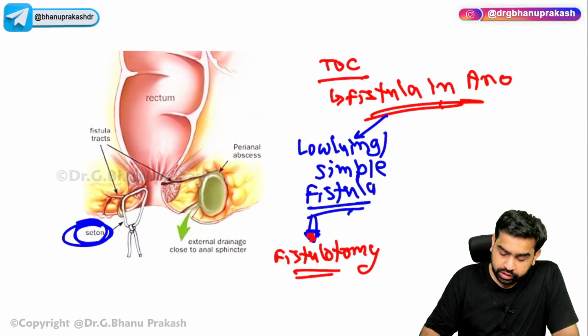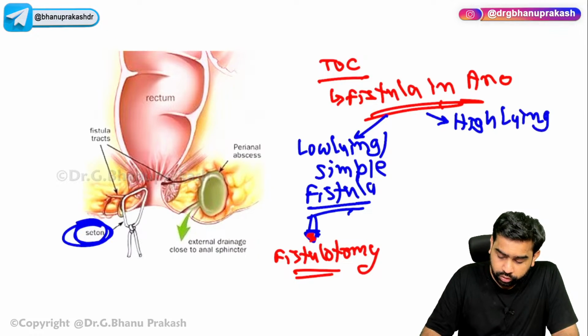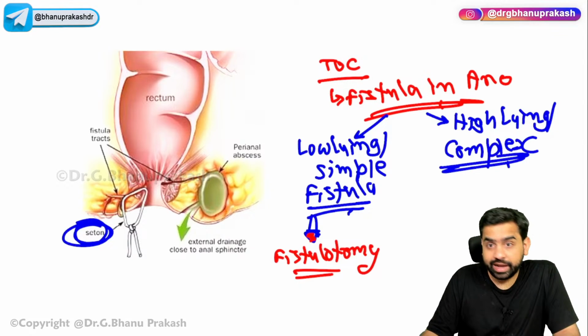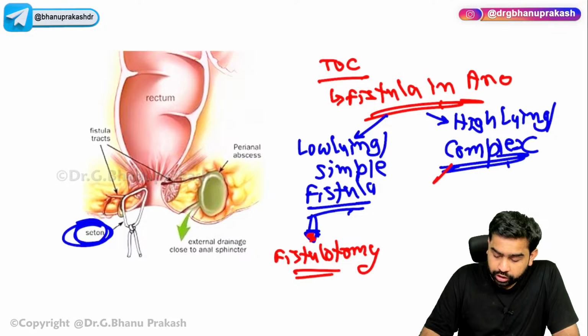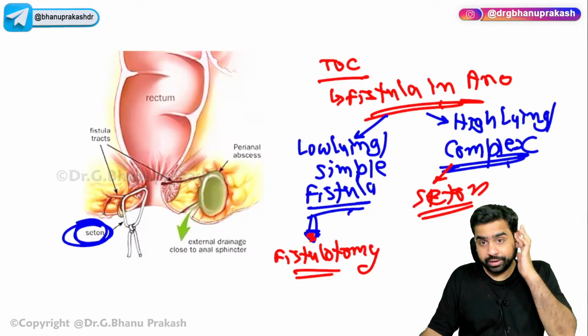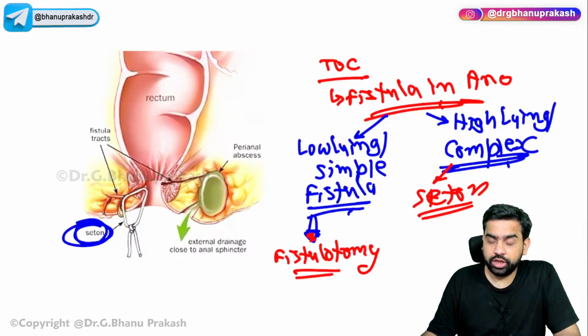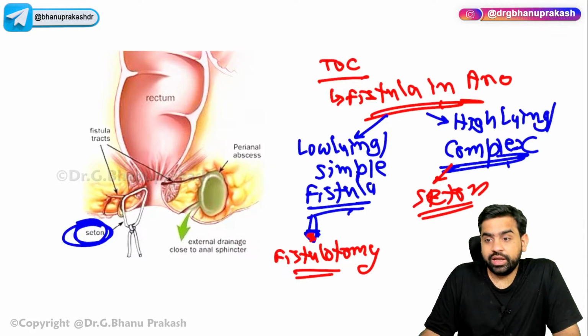But if let's say there is a high lying fistula, or there is a complex fistula, then you have to perform a seton. I'll not go into the details of this, but the seton is preferred. Or if they give you a patient who is immunocompromised or having a very poor healing capacity, then you have to perform a seton treatment.